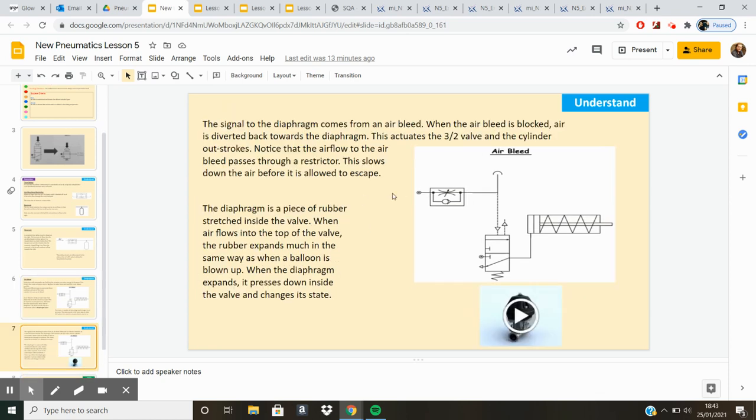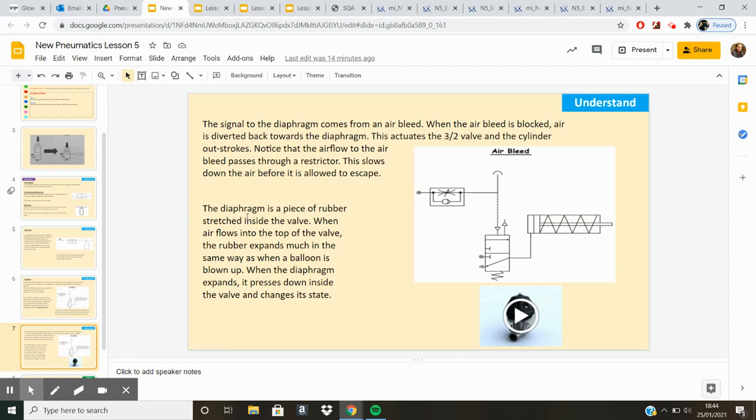The other way it will work is, it says, I'll just read it. So this here is explaining what I've just mentioned. When the air bleed is blocked, air is diverted back towards the diaphragm. This actuates the 3-2 valve and the cylinder outstrokes. So blocked off there. The air comes back through, any excess air up into the diaphragm, but it should go through here and push this out.